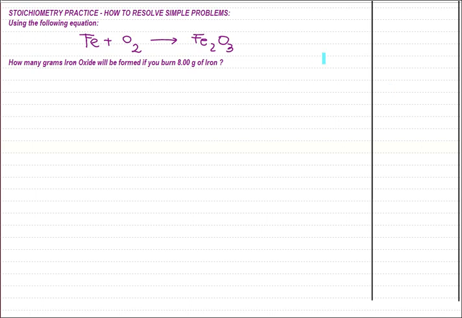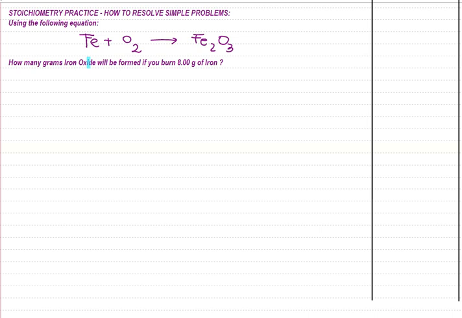Okay guys, in this case we need to calculate the amount of grams of iron oxide that would be formed when we burn 8 grams of iron. So the first thing that we need to do is to write down the equation and balance the equation.